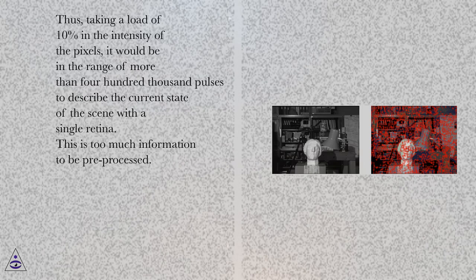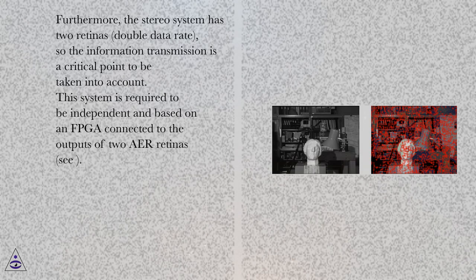Thus, taking a load of 10% in the intensity of the pixels, it would be in the range of more than 400,000 pulses to describe the current state of the scene with a single retina. This is too much information to be preprocessed. Furthermore, the stereo system has two retinas, double data rate, so the information transmission is a critical point to be taken into account.